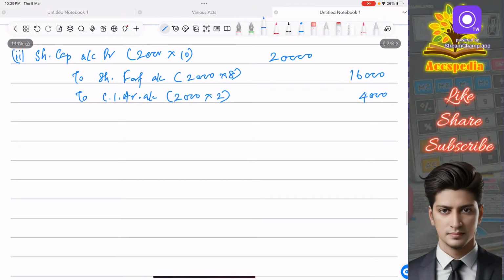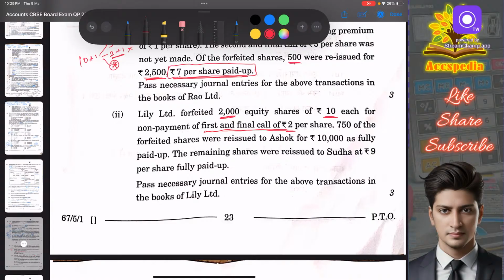Then second entry, reissue entry. Sorry, I did not read that information. Out of the 2,750 forfeited shares were reissued to Ashok for 10,000 as fully paid up. See, fully paid up value is 750 shares. Face value is 10 rupees. Fully paid up means full 10 rupees. So paid up value is going to be 7,500 only. But he is paying 10,000.